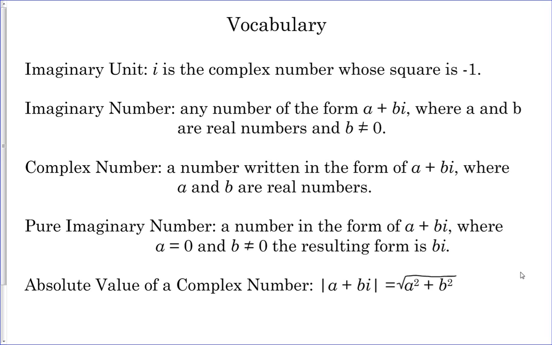Now, the absolute value of a complex number: the absolute value of a plus bi equals the square root of a squared plus b squared. So you take a and square it, you take b and square it, and you have the absolute value of a complex number. All right, so moving on.